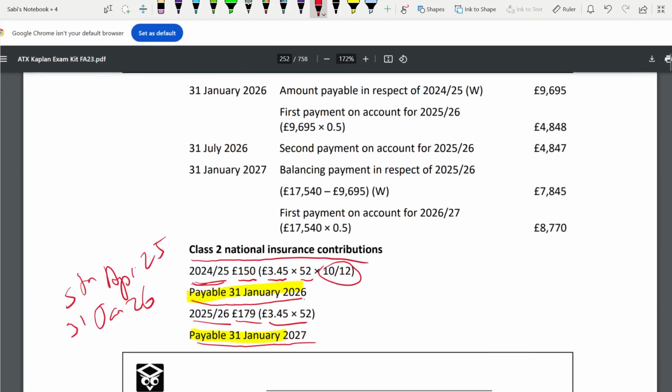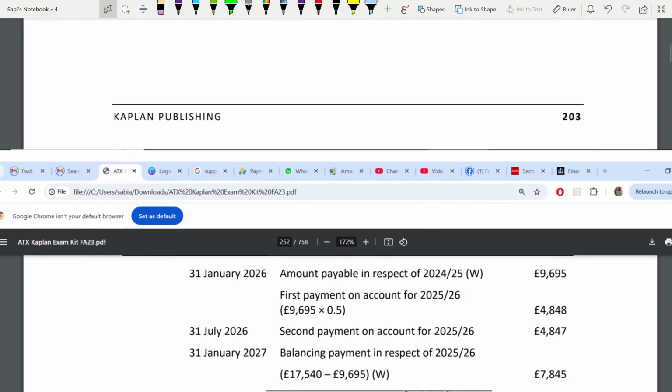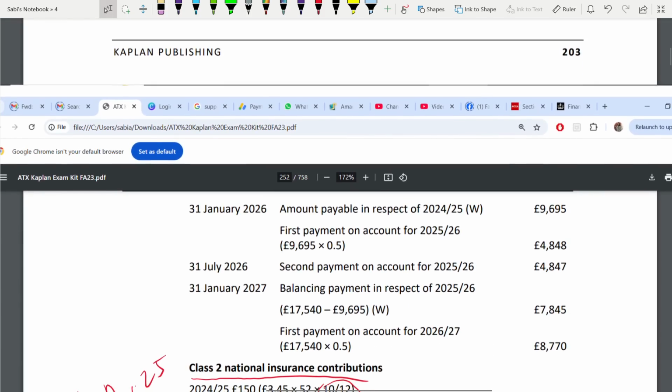Now coming back to our table, income tax has been calculated, only class 4 NIC you have to calculate. And wherever you have a working, write working next to it like this, working. Okay, and write the dates. This is payment on account. So from 25, 26. When is the payment on account?